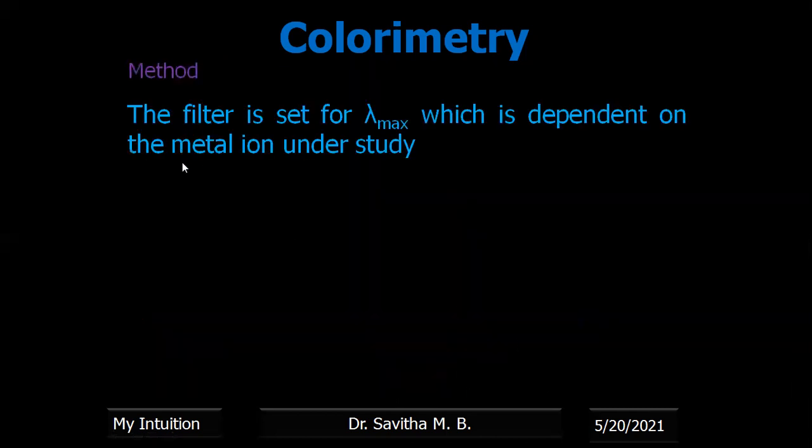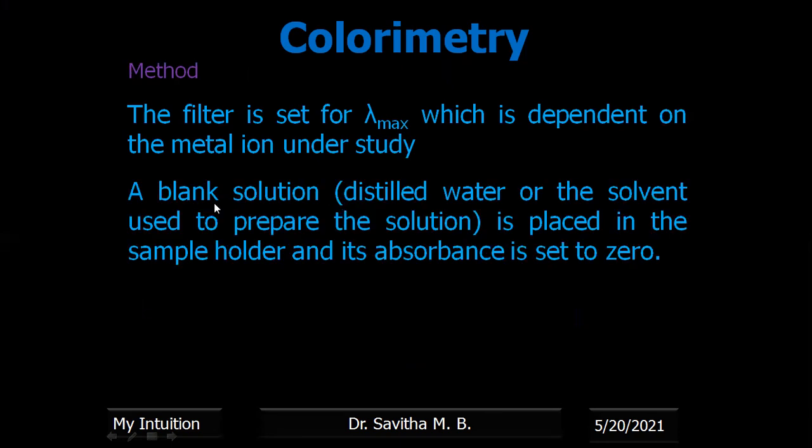Right, now the method. Okay, first we have to find which sample we are analyzing. Okay, when we know what we are analyzing, we need to know the lambda max. Okay, the lambda max is dependent upon the metal ion under study. Okay, now a blank solution is prepared. First, you are taking distilled water or the solvent used to prepare the solution. See, you are preparing the metal ion solution, for which we will be using certain solvent, or you will be using water, or you will be adding some chemical solution to that sample.